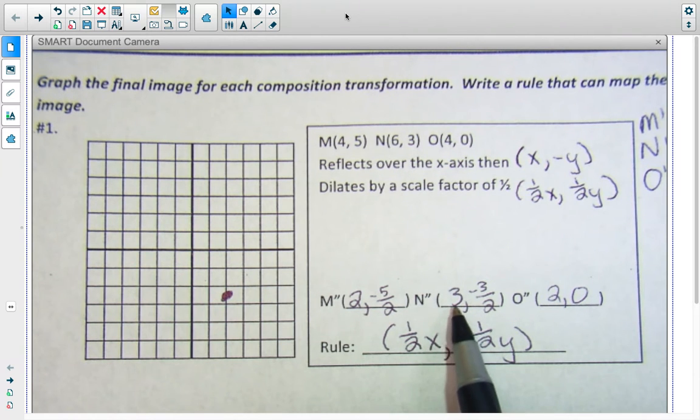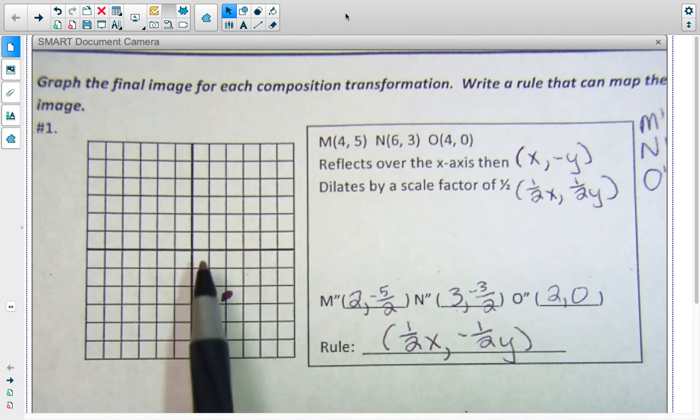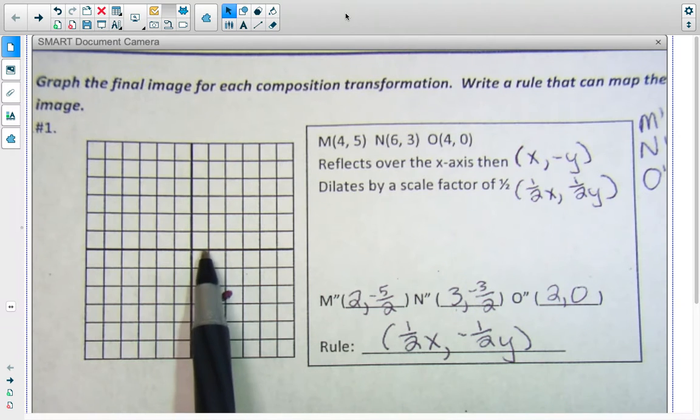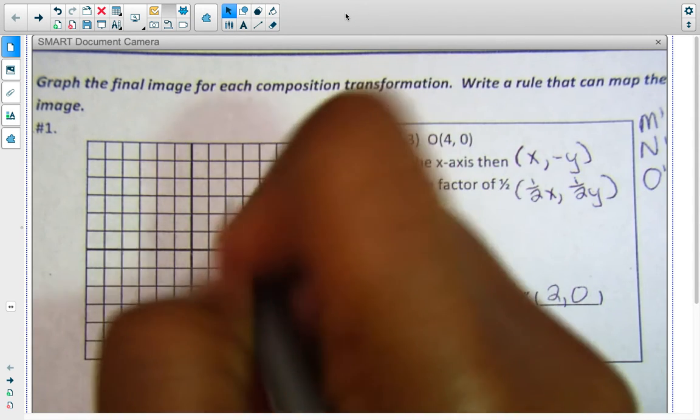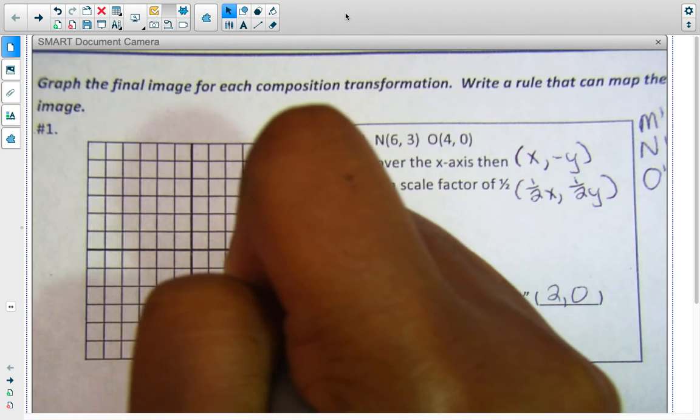Our next ordered pair is 3, -3/2. So we're going to start at 0. We're going to go over 1, 2, 3. This time we're going to go a little bit past -1 and in between -1 and 2. So we're going to have a point in the middle here.